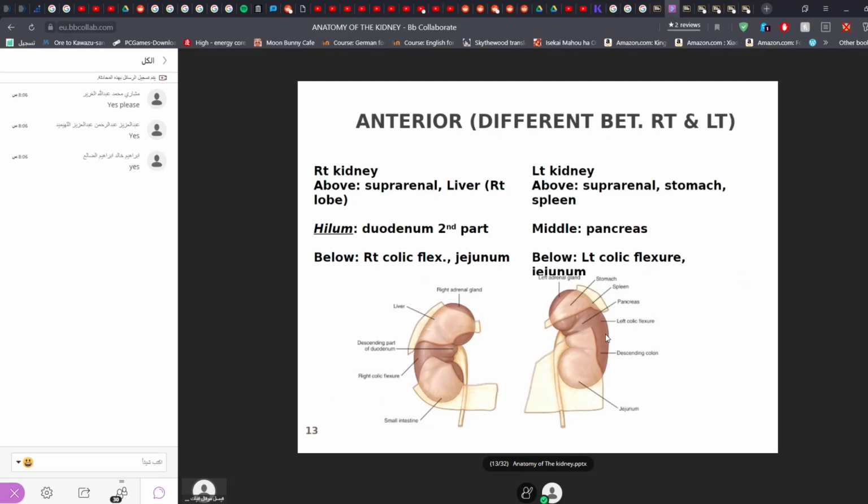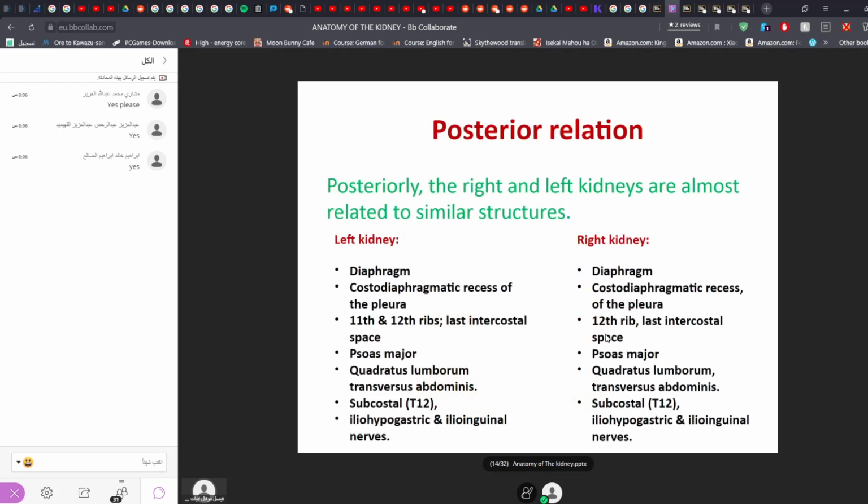Now here in this diagram we have compared the anterior relations, so you can recall your memory by this slide. Right kidney above: suprarenal; left kidney above: again suprarenal. Then the right kidney has the liver, and the left has stomach and spleen. Hilum, second part of duodenum. In the left we have pancreas. Below is the right colic flexure and jejunum, and here the left colic flexure and the jejunum. So in one slide you can compare the anterior relations of the kidneys.